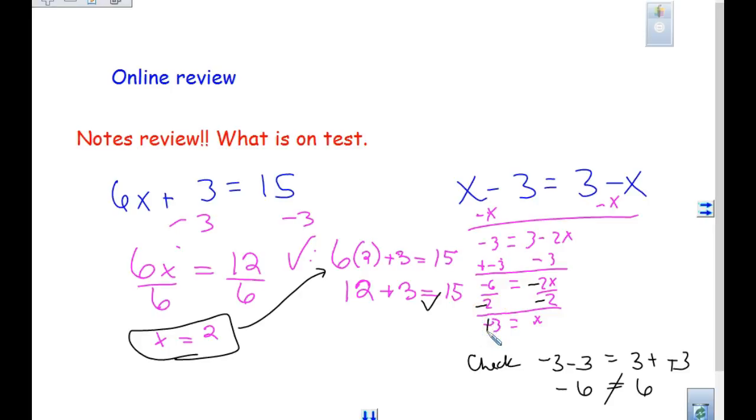And now when I do my check with a +3, right, instead of a -3, and I go back to that equation and I put in 3 minus 3, I got 0. And over here I had 3 minus 3 and I got 0, and that's the same. And so it checks. Okay?